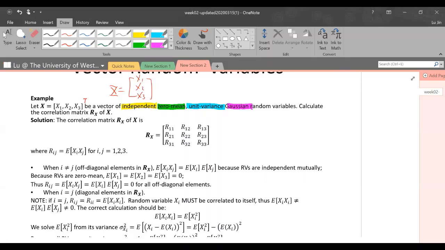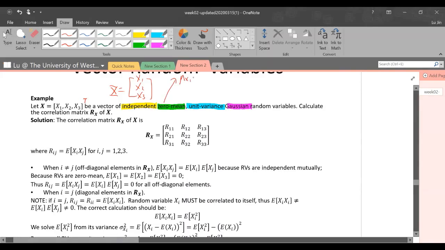Zero mean indicates that for each of these 3 random variables within the vector x, the mean value is 0. So mu x1 equals mu x2 equals mu x3 equals 0, which gives us the mean value to be 0. Unit variance means the variances of these 3 random variables are all 1. It means sigma x1 squared equals sigma x2 squared equals sigma x3 squared equals 1. Finally, the type of these 3 random variables is the same. They are all following the Gaussian distribution.